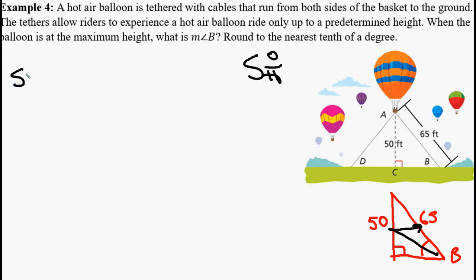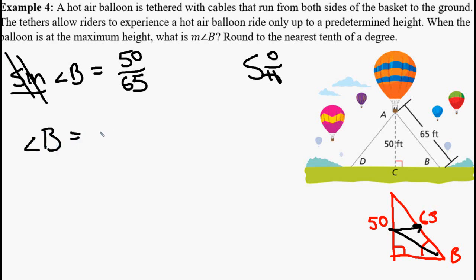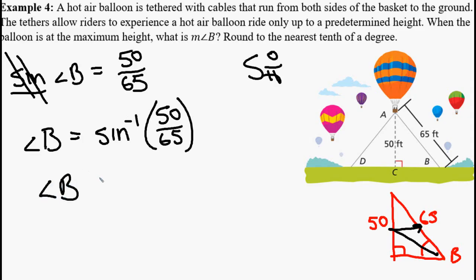Sine. The sine of angle B equals opposite 50 over hypotenuse 65. So we got a sine here, so let's take the sine inverse. That'll cancel, leaving only angle B. Angle B is equal to the sine inverse of 50 divided by 65. So we punch that in the calculator. 50 over 65 equals, hit the sine inverse, and we get angle B is approximately 50.3 degrees. All right.